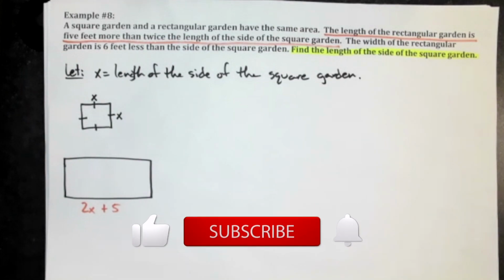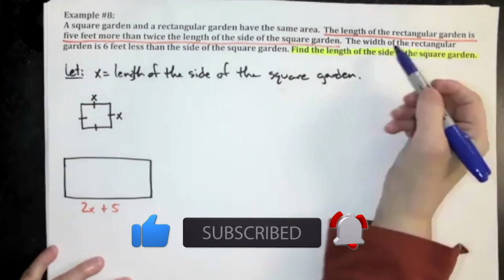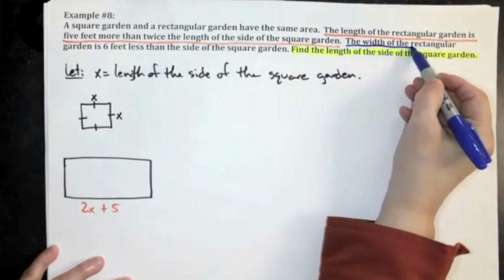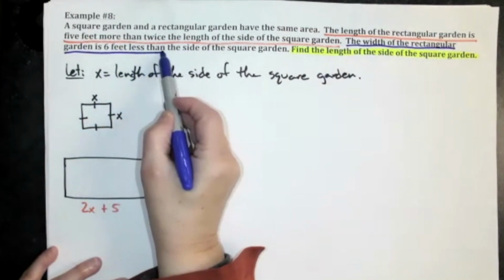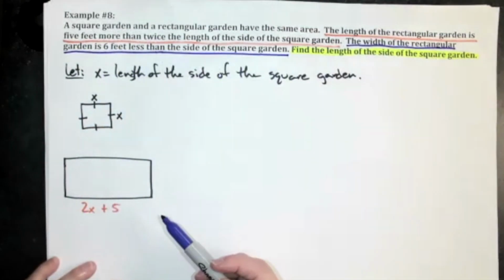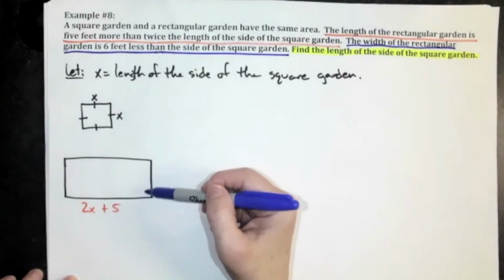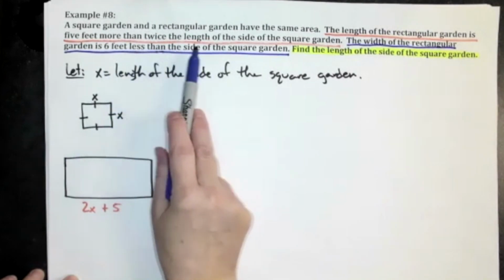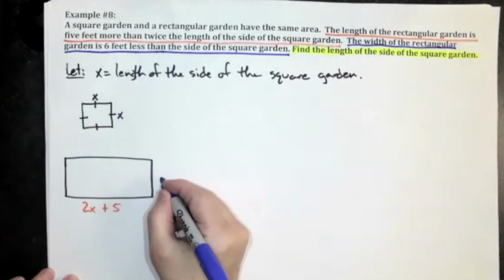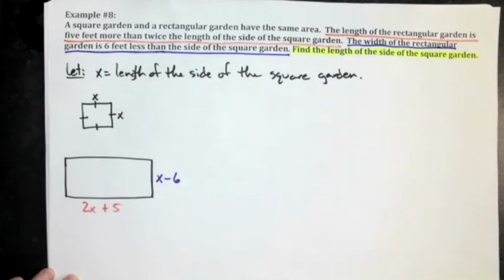All right, then it very clearly identifies the width of the rectangular garden, and that is 6 feet less than the side of the square. So now I can use that sentence and define the width. I need to focus on this part right here, 6 less than the side of the square. So that's just going to be x minus 6. So now I have this dimension and I have this dimension.